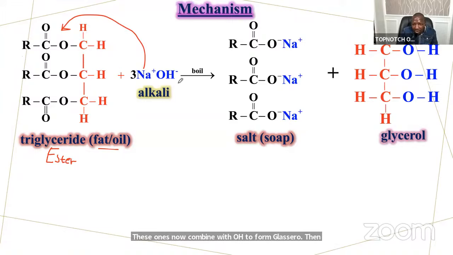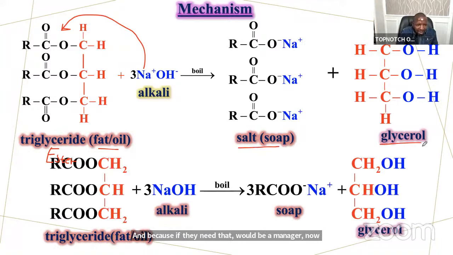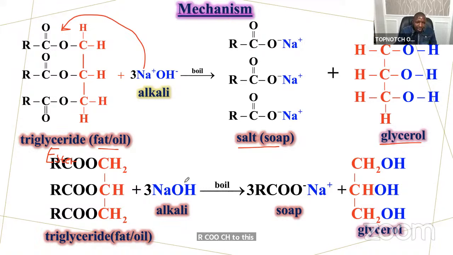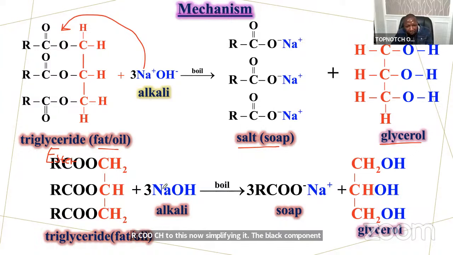Because this is in threes, you want to write the formula of soap like this. And this now is the glycerol. Let me try to summarize it even better. In short, it can be written like this: RCOOCH2, RCOOCH, RCOOCH2. So what happens now? The black component combines with sodium to give soap. The red component, CH2, you take it as it is and combine it with OH to give glycerol.